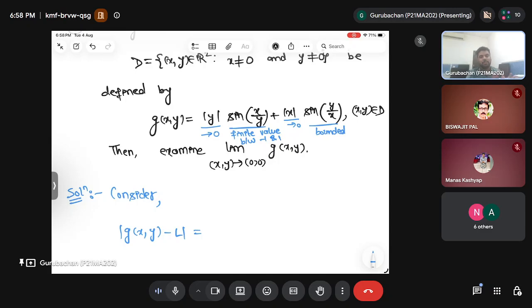So why am I saying finite? If it were a case of 0 into infinity, can you say that the limit does not exist? That is an indeterminate form. If there is a case of 0 into infinity, is it an indeterminate form or not?